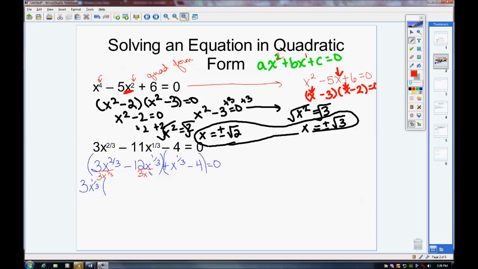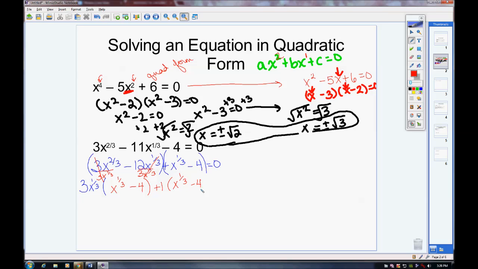If I do that, the 3's cancel, and then I would subtract the powers. 2/3 minus 1/3 is x to the 1/3. Minus 12 divided by 3 is 4. X to the 1/3 over x to the 1/3 just completely cancels out. There's my parenthesis. And this one, if you notice, this matches this, so I need to just take a plus 1 out. That leaves me with x to the 1/3 minus 4.